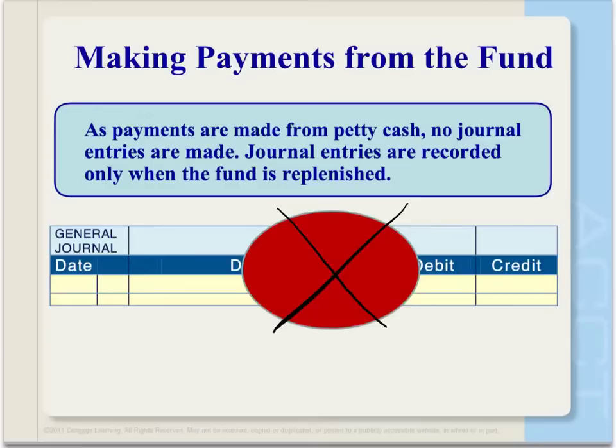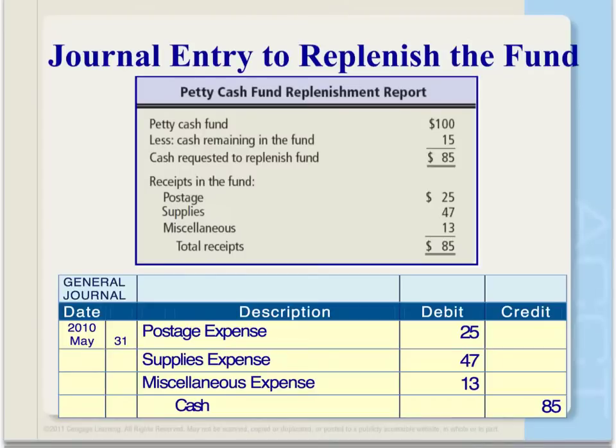The journal entry is done when we replenish the fund. And here is an example of replenishing the fund. What you'll see here is, hey, we started with $100. There's $15 remaining in the cash box. So that means we had to have spent $85. So we add up all the receipts, and lo and behold, we have $85.